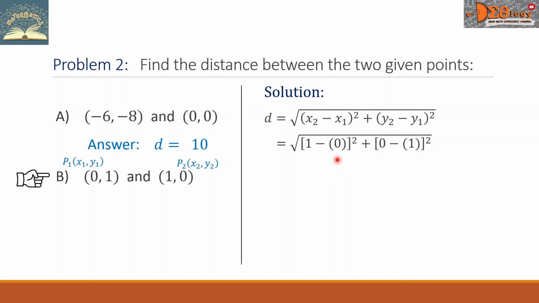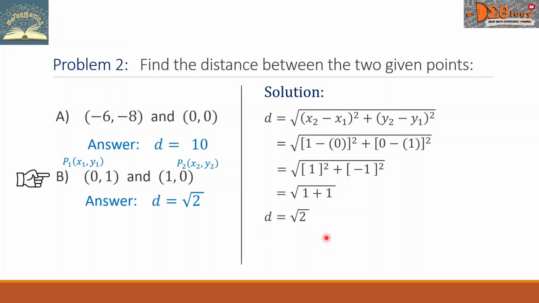Let us simplify further. 1 minus 0 is simply 1 with power 2, plus the 0 minus 1 is negative 1 with the power 2. The square of 1 is 1, plus the square of negative 1 is positive 1. 1 plus 1 is 2. Of course, we write the square root. This is the distance. Then we write the answer below the problem B.